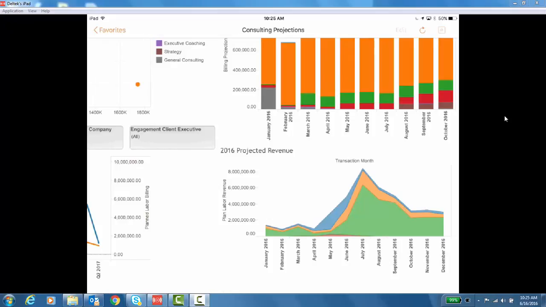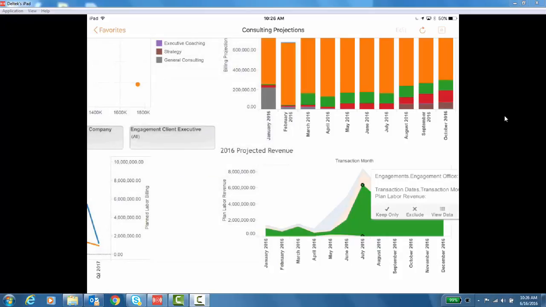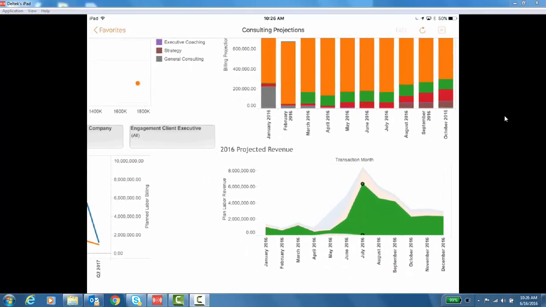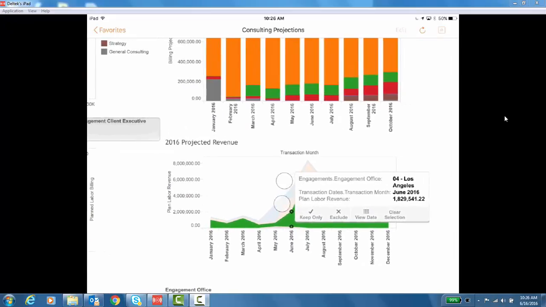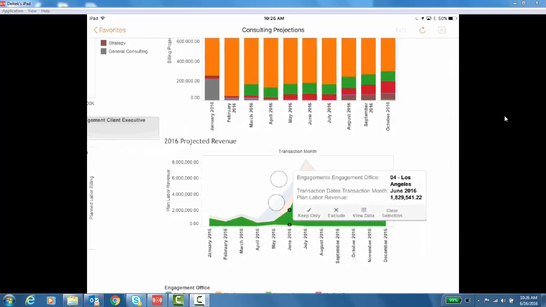Just below it, I can see what revenue is projected. It looks like right now in June 2016, going into July 2016, we're at our peak. All the offices are contributing. As I click on the green amount, it tells me exactly what is going on in Los Angeles. As I hover over the bubble, it tells me specifically what the office of Los Angeles is doing for me. Let me just pull that over. And what kind of revenue do we have planned for Los Angeles in that given time frame?